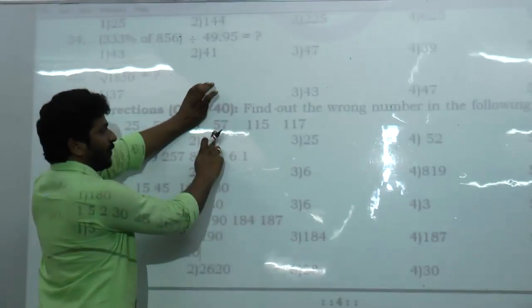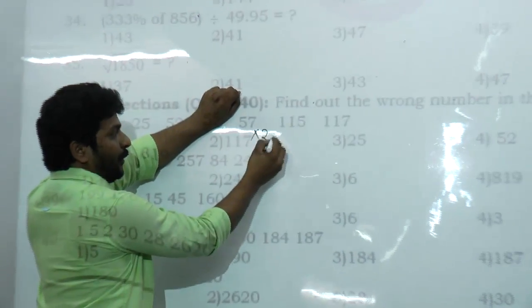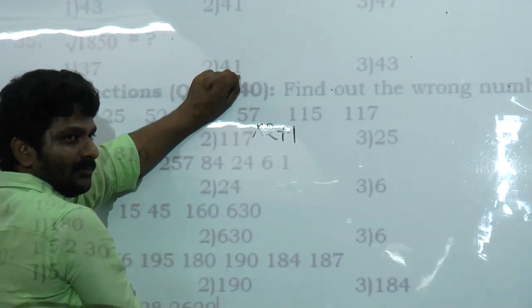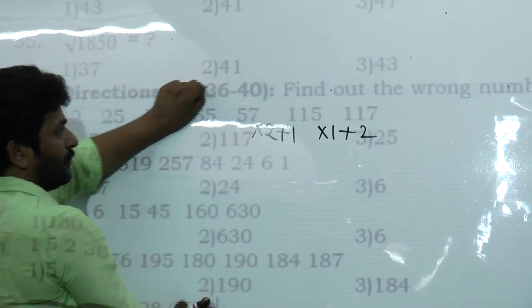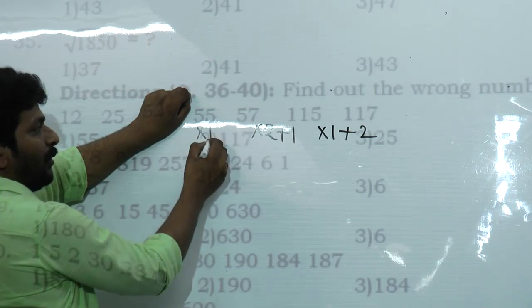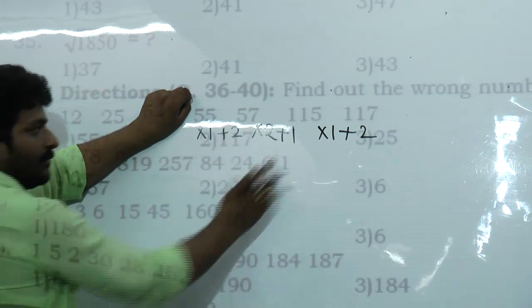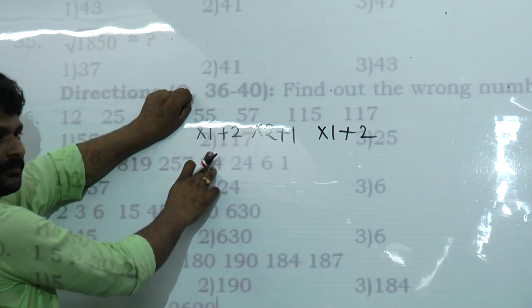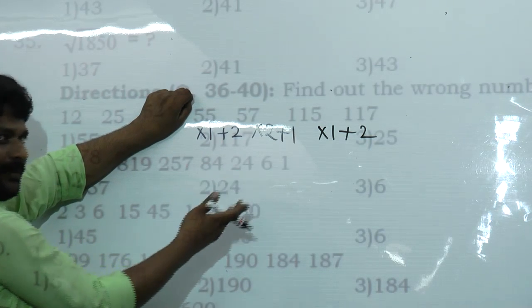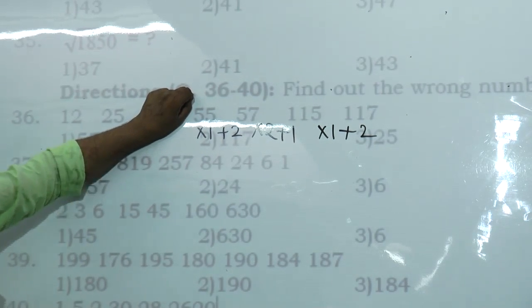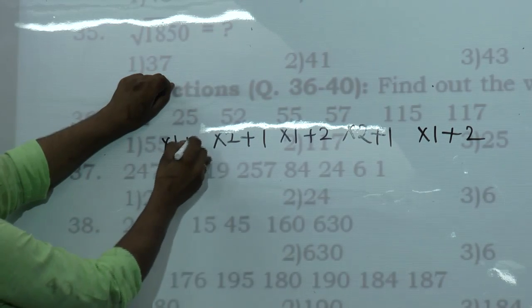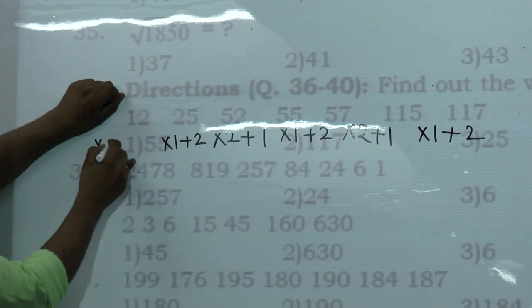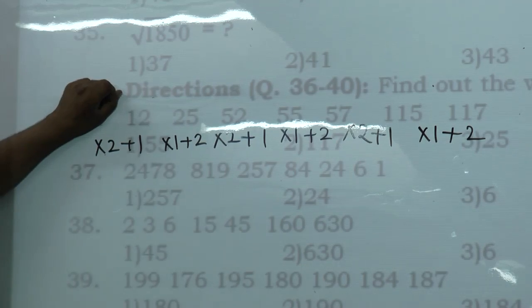Let's see here. 57, 2 times plus 1, into 1 plus 2, into 1 plus 2. Let it feel like into 1 plus 2. This must be into 2 plus 1. It must be into 1 plus 2. First number must be into 2 plus 1.